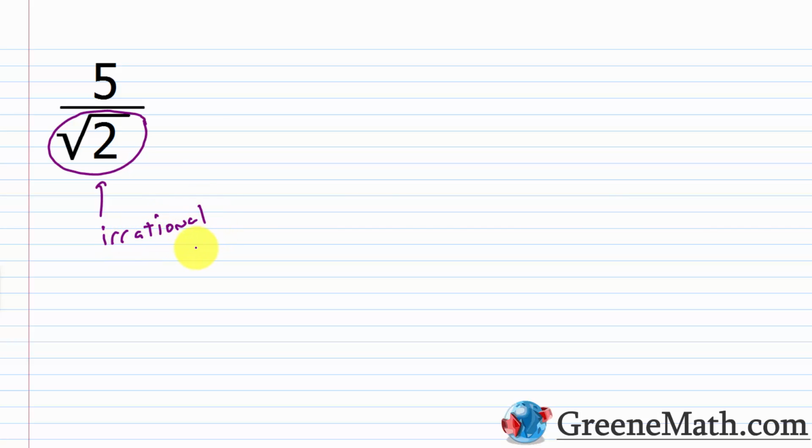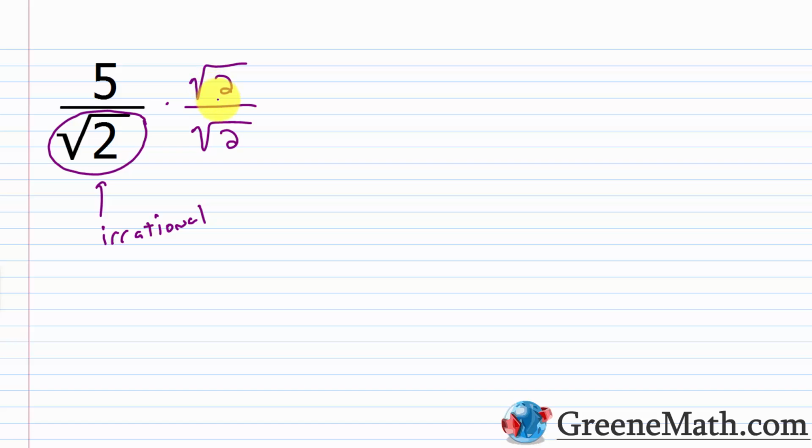Okay, it's an irrational number. So in decimal form, it does not terminate, it does not repeat. So to simplify this, all I really need to do is multiply the numerator and denominator by the square root of 2. And let's think about why that works for a second.